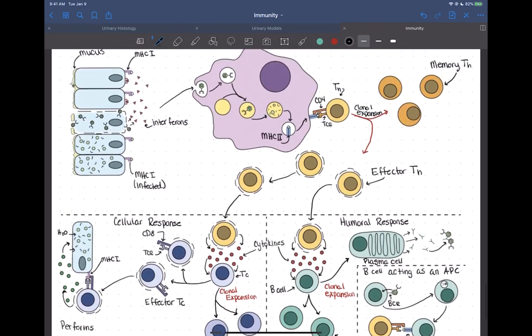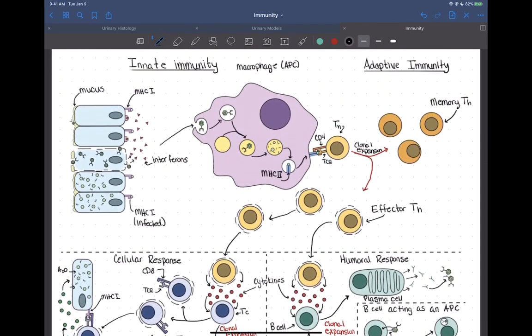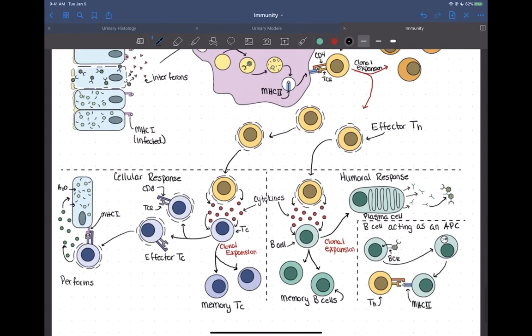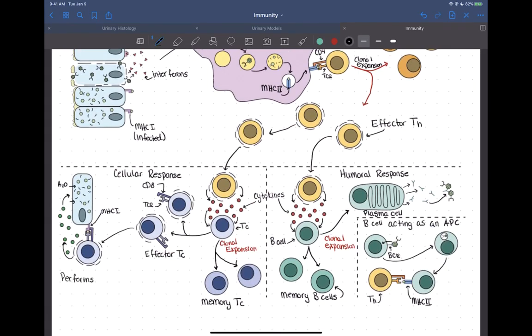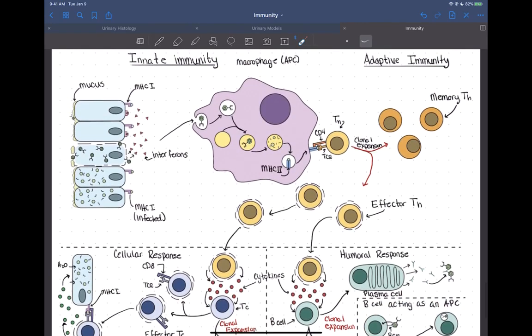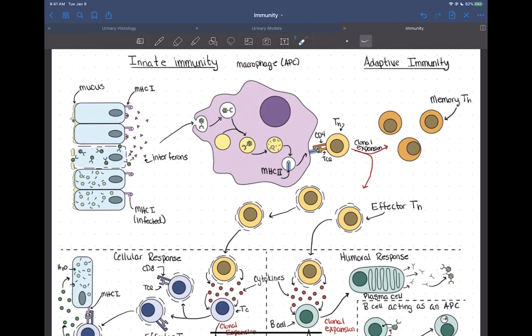And as you can see, it all kind of works together. The innate and the adaptive immunity work together. The humoral response can also activate the cellular response because these guys can act as antigen-presenting cells. All right, so it's very complex, right? Even more complex than this demonstrates, but this is what I want you guys to know.